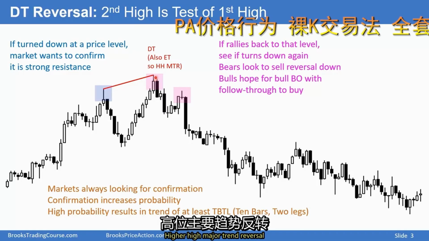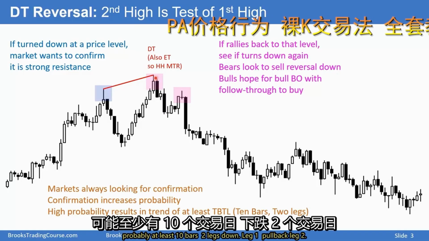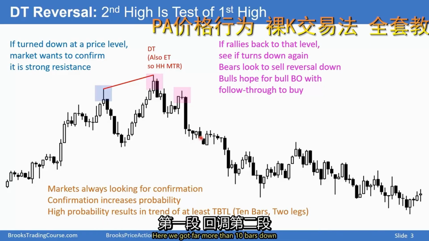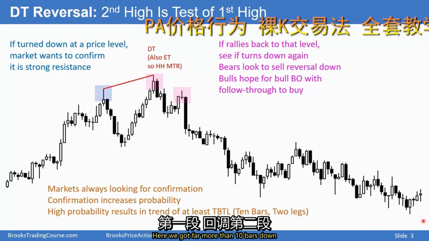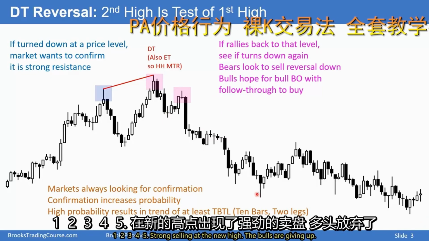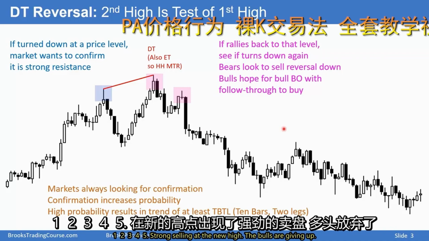Higher high major trend reversal, probably at least 10 bars, 2 legs down. Leg 1, pullback, leg 2. Here we got far more than 10 bars down, and we got far more than 2 legs. 1, 2, 3, 4, 5.